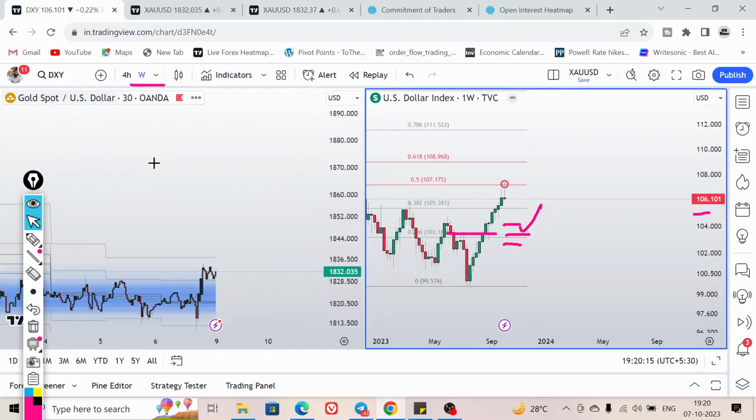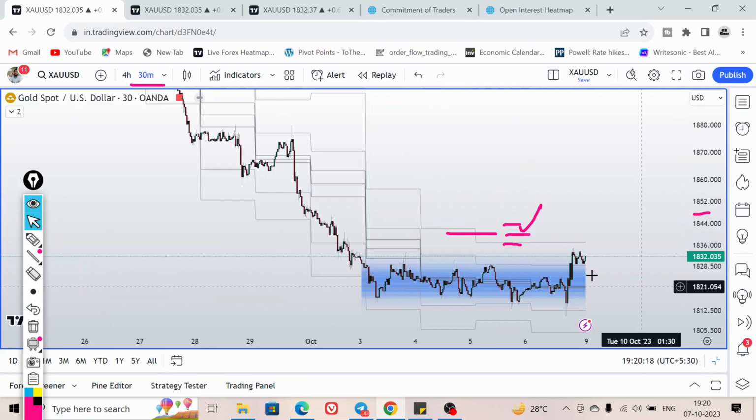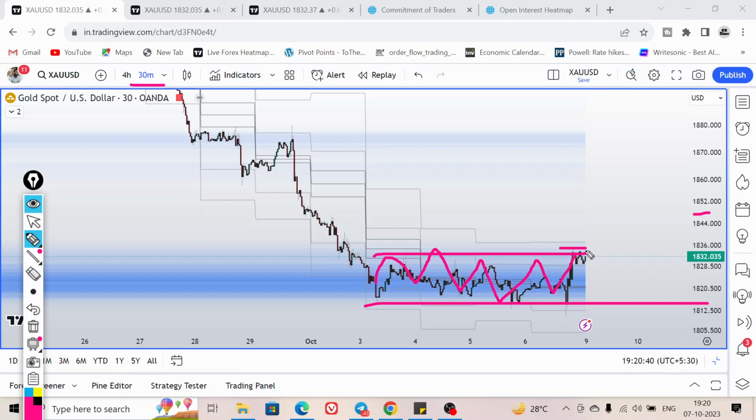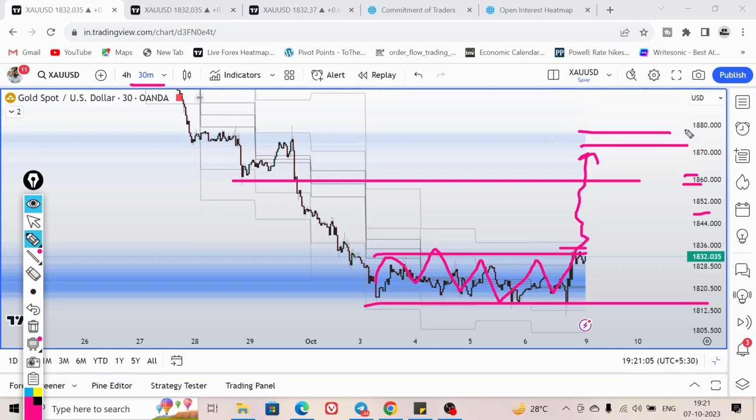For the intraday, our main important task is to watch how price is going to react at the 1835 level, because in Friday's trading session we saw that it tried to break above 1835 but failed. Under this, it is still in the range. If it is able to break out above 1835, then we can look for buy opportunities. The next important price action level is around 1860, and on the volume profile, the next important resistance is around 1875 to 1880.